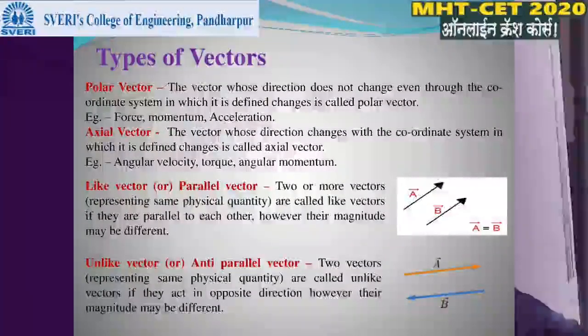What is anti-parallel vector? Two vectors representing same physical quantity are called anti-parallel vectors if they act in opposite direction. However, their magnitude may be different. See here. This is the best example of the anti-parallel vector or the unlike vector.